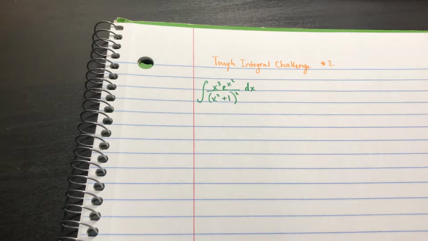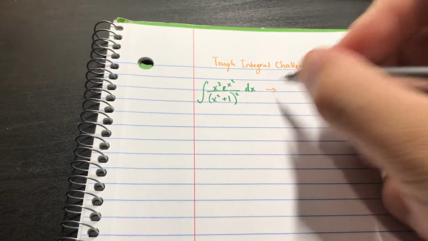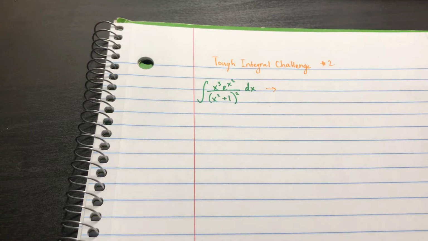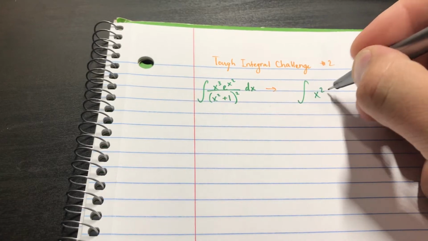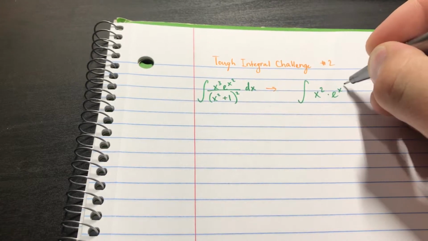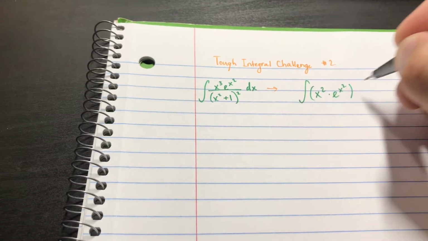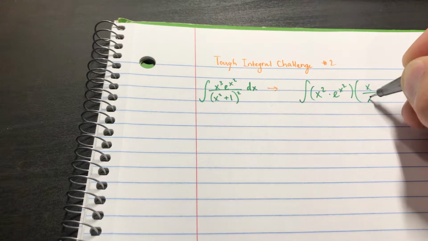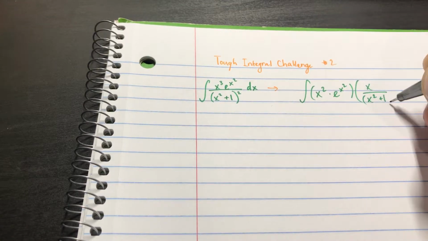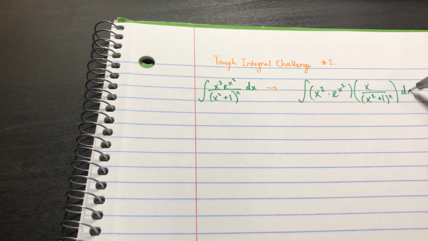So here's another really tough integral that I want to go over. It's the integral of x cubed times e up to the x squared all over x squared plus 1 squared dx. The first thing that I'm going to do is slightly modify this function so that it looks something like x squared times e up to the x squared, and all of this times x over x squared plus 1 squared dx.